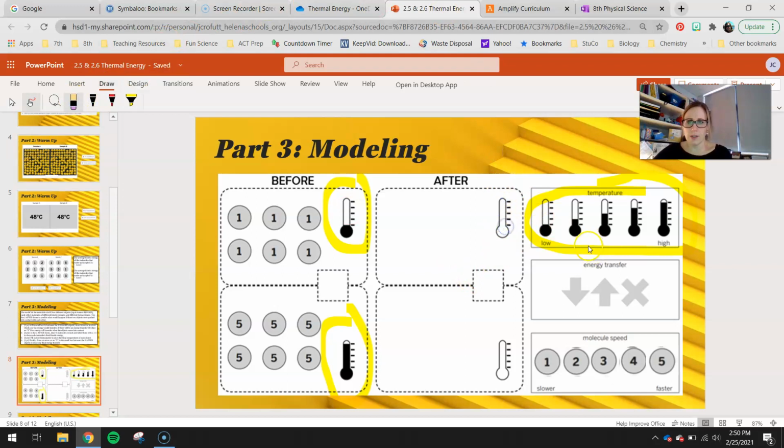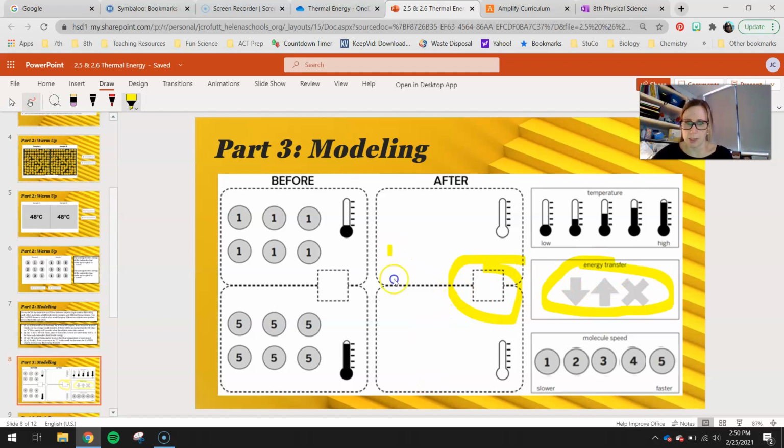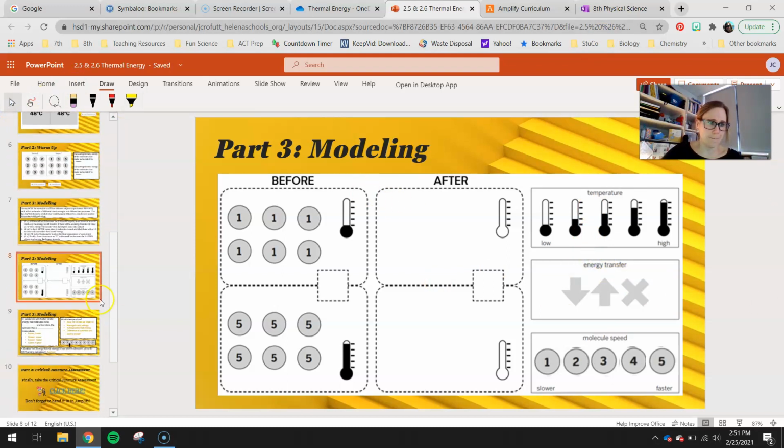And then finally, you are going to do your energy transfers on the last spot. So you have this box right here. After they've sat together and reached equilibrium, what will the energy transfer look like? Will it be transferring from the top box to the bottom box, or the bottom to the top, or will there be no energy transfer at all? Okay, remember this is your after, your equilibrium, and before is when they're just originally first put together and coming into contact. Okay, all right, so moving on from that, that was your last little modeling.